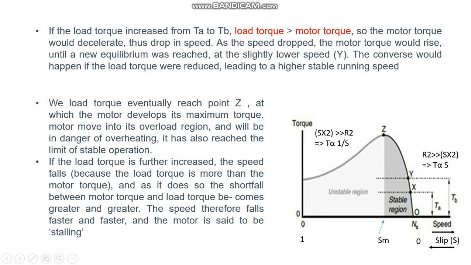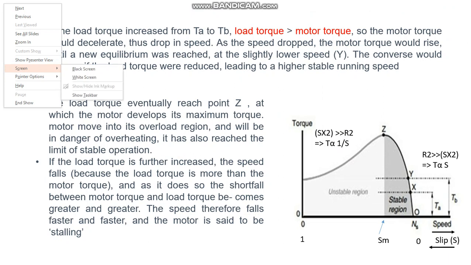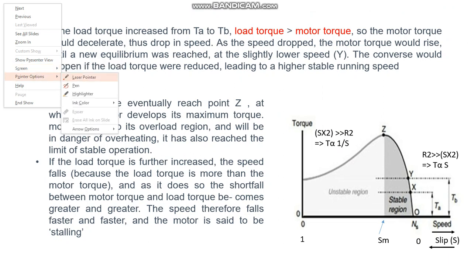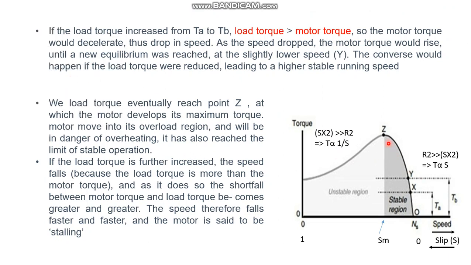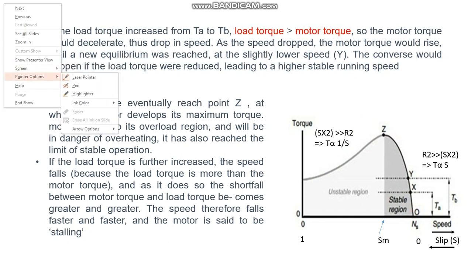This is the speed-torque characteristic of an induction motor, and if you observe here, this is the stable region and this is said to be the unstable region. We will discuss why this is stable and this is unstable. These are the motor characteristics, and there are load characteristics that depend on the load.